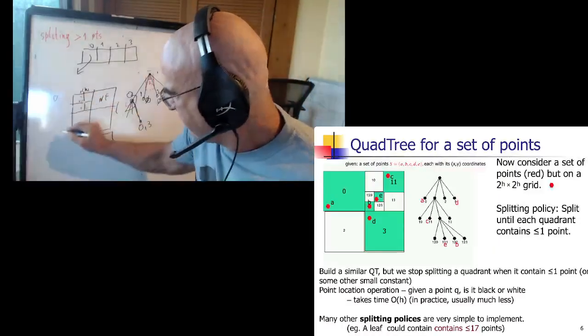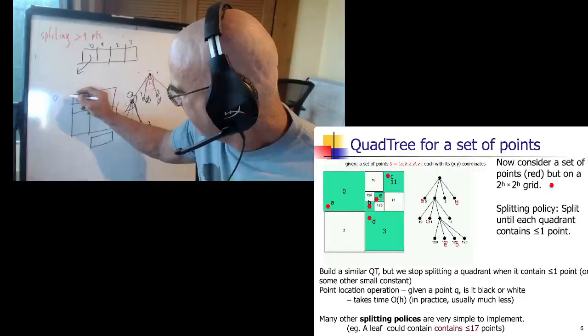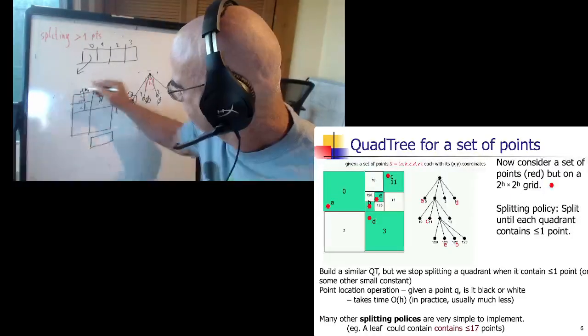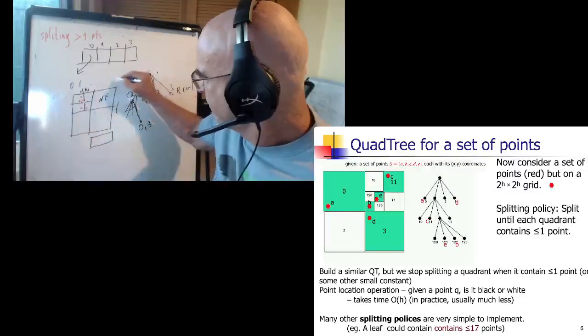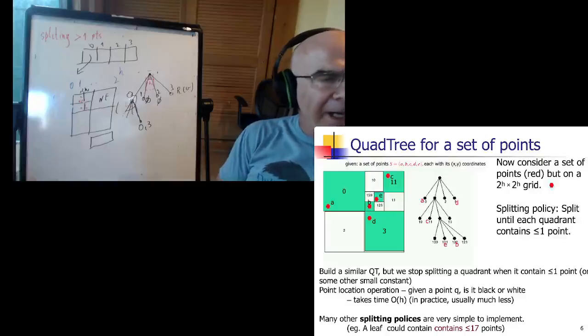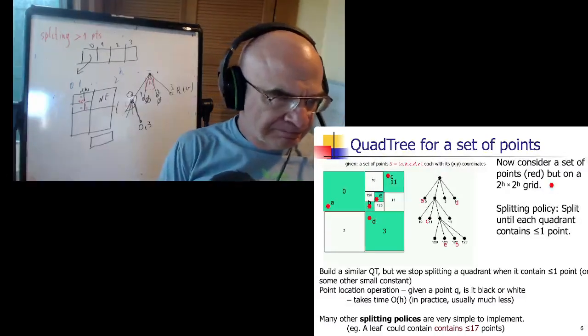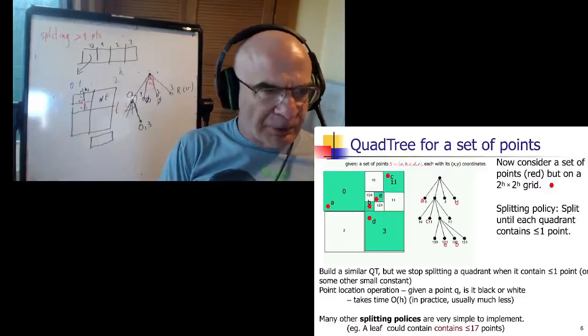That's if they have integer coordinates and they are in the region between 0 and 1. So if you're storing points that all have integer coordinates, then we start at 0, 1, ... 2 to the h. So of course, h will be the bound on the height. What if they have real coordinates? You're using floating points.